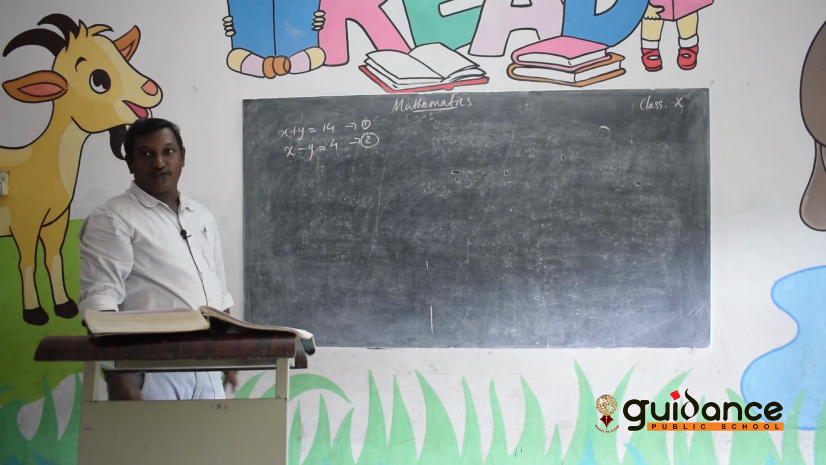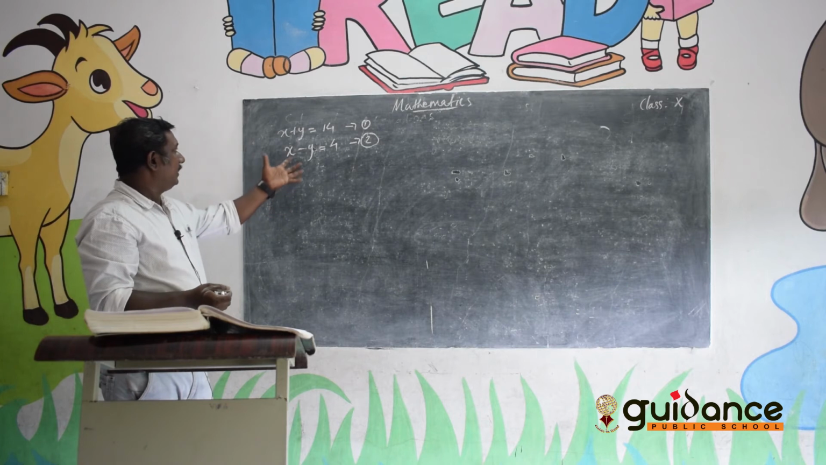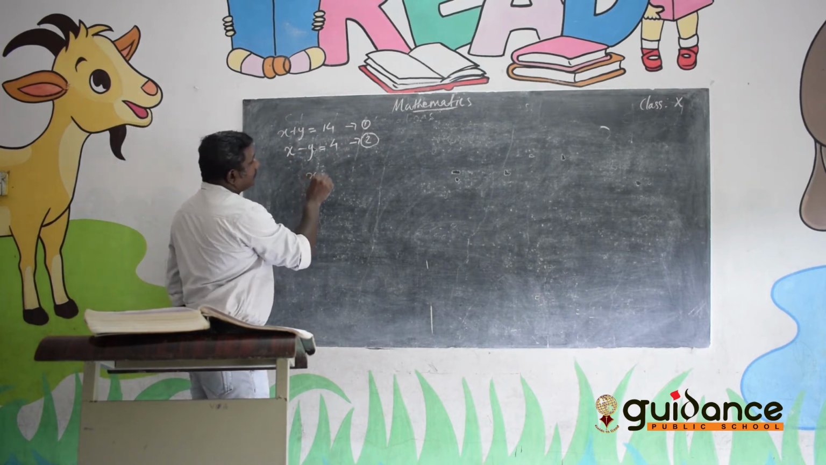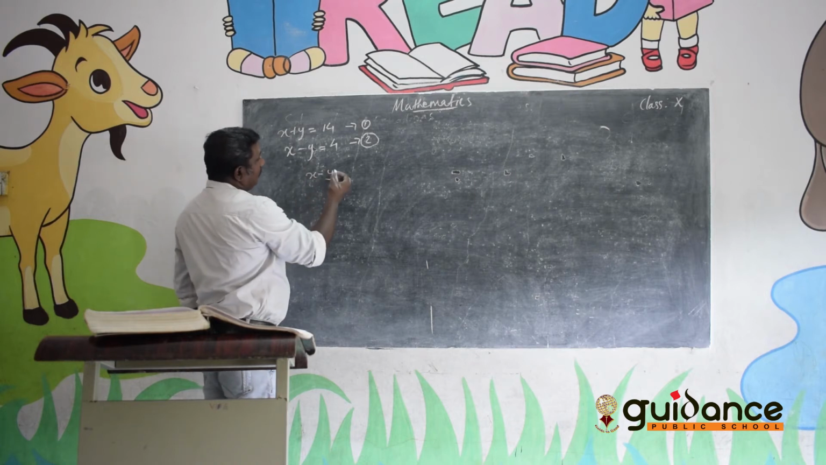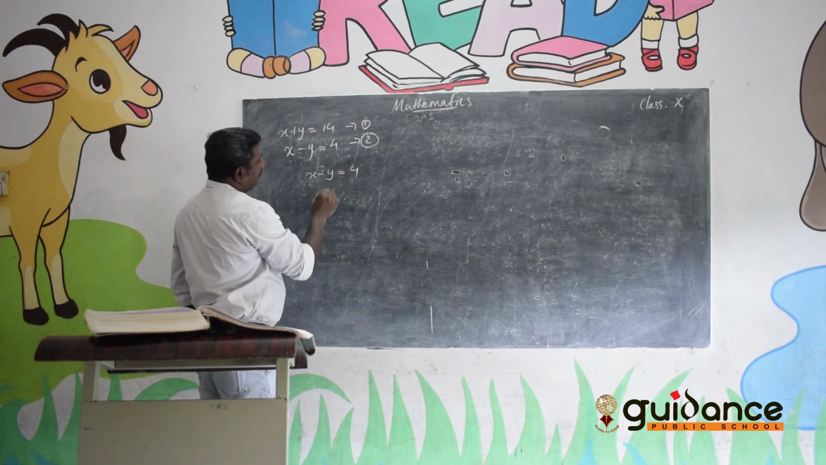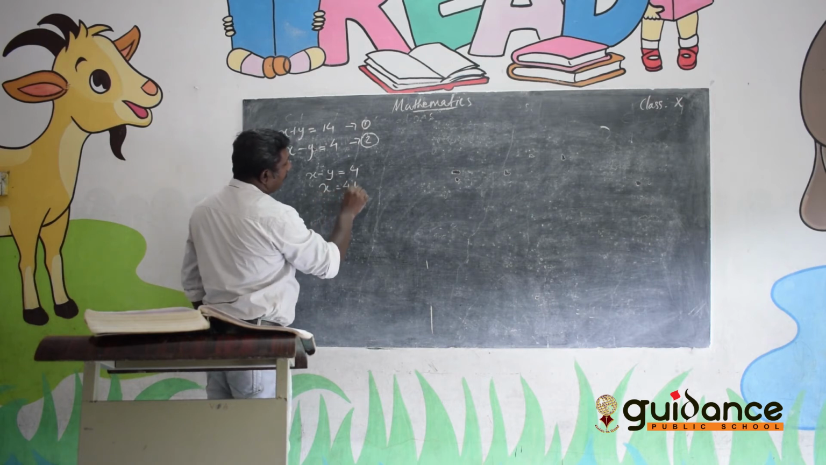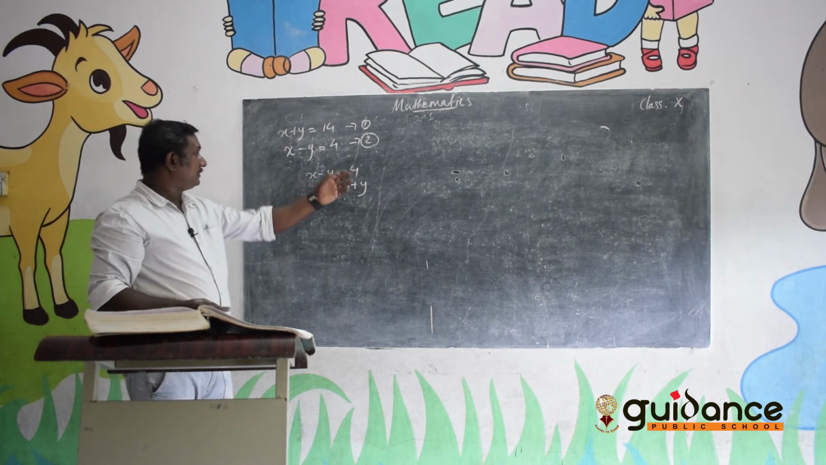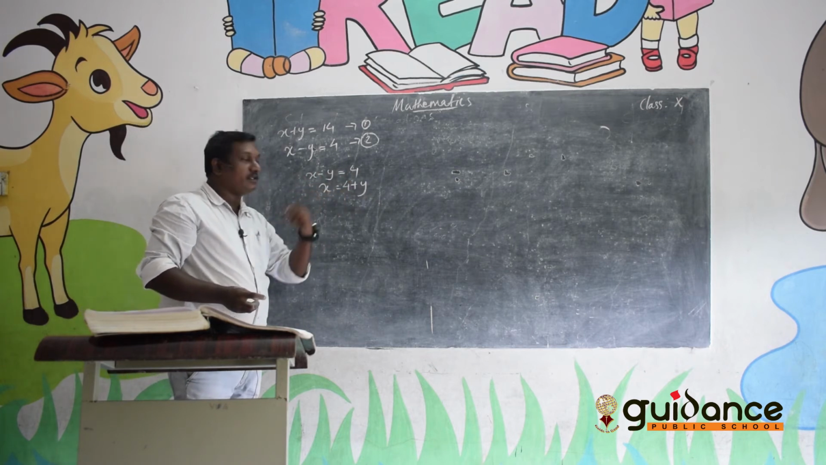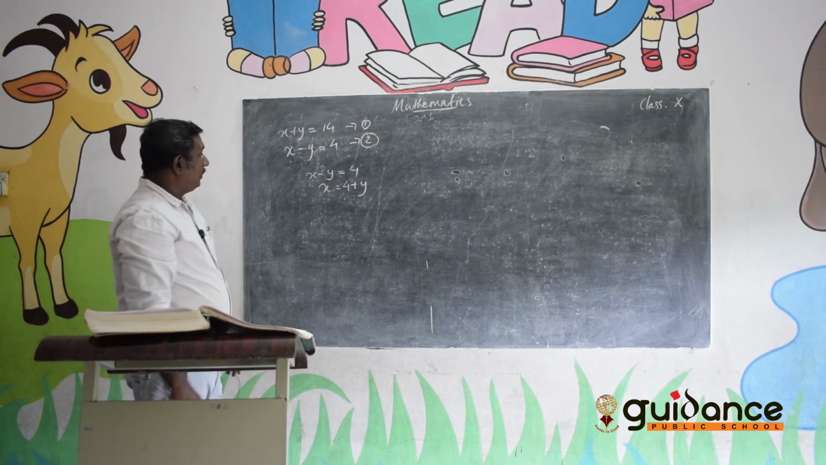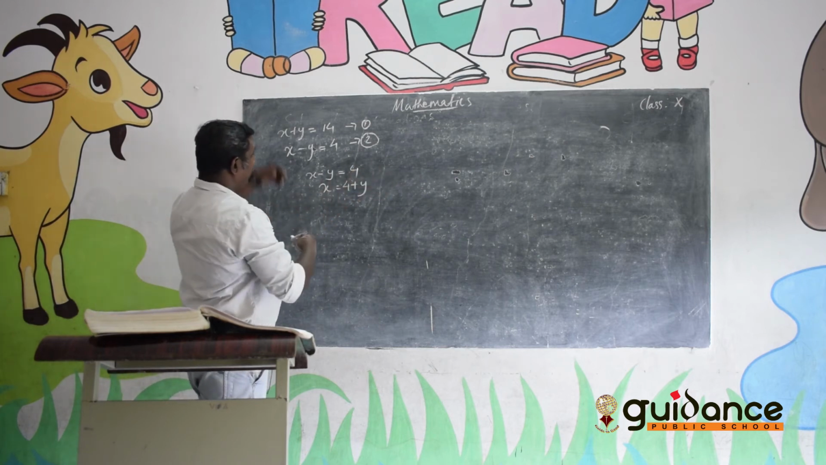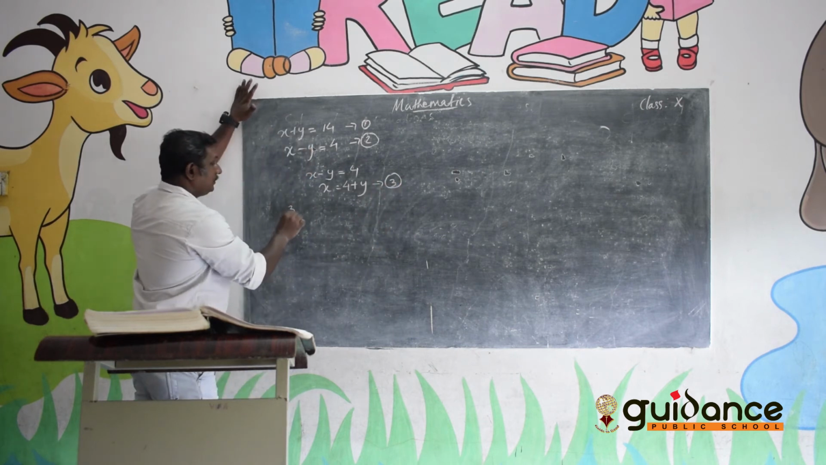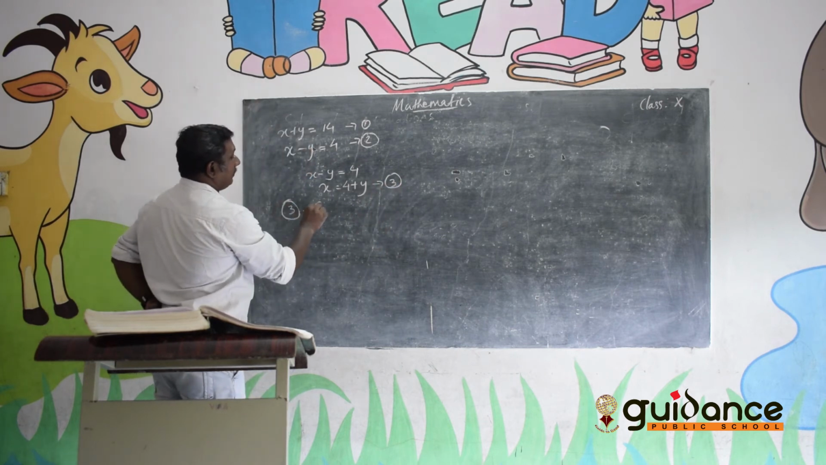Then we decide which of these two equations is the simplest. x minus y equal to 4 is simple, so we consider that equation. Then x equal to 4 plus y, bringing y to the right side. So the value of x we can write as 4 plus y. That is equation number 3, and we substitute it in equation number 1.